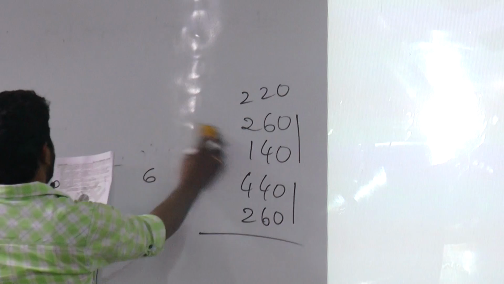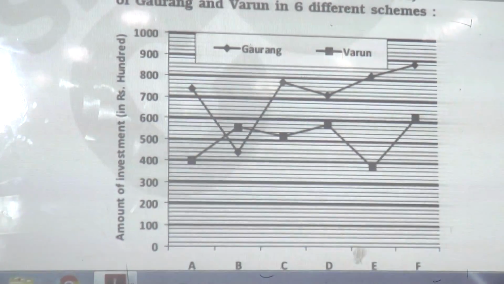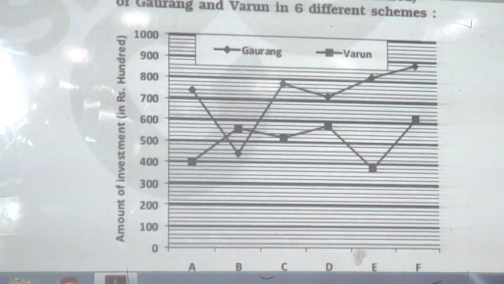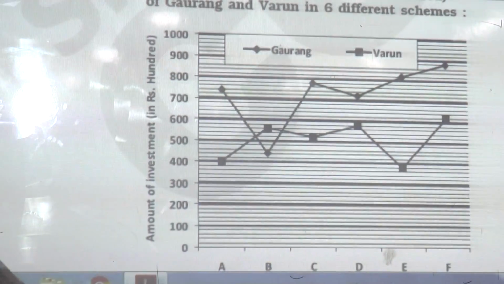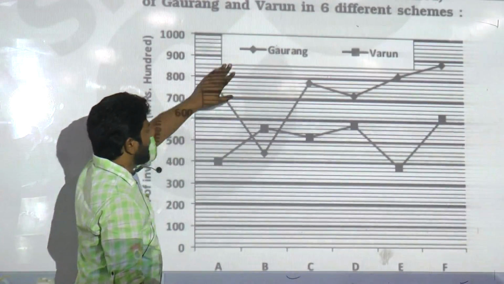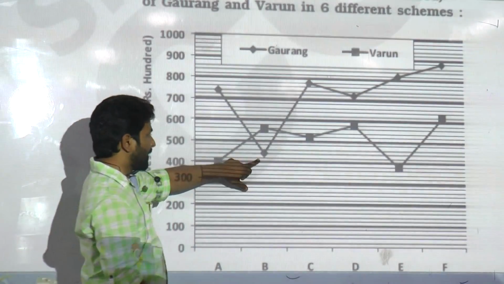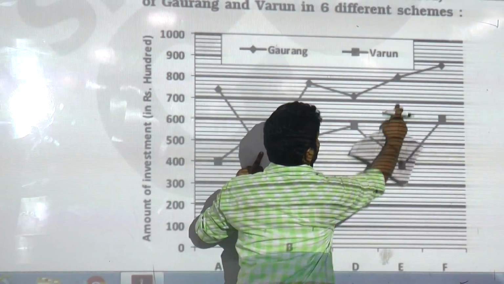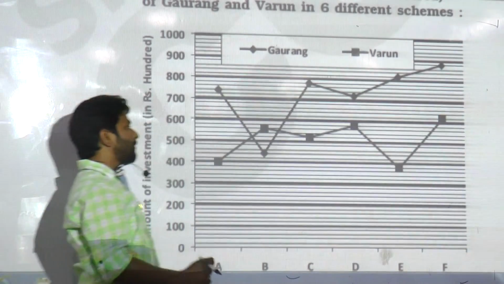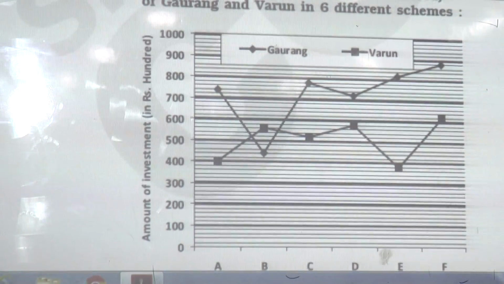The total amount invested by Gaurav in schemes B and E together is what percent more than the total amount invested by Varun in the same schemes together? This is about B and E. So, Gaurav in B, how much is this? 440. And E? 820. 440, 820, 1260. So Gaurav invested 1260 rupees.